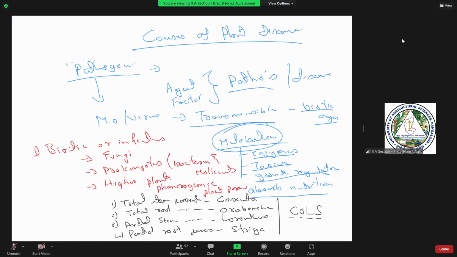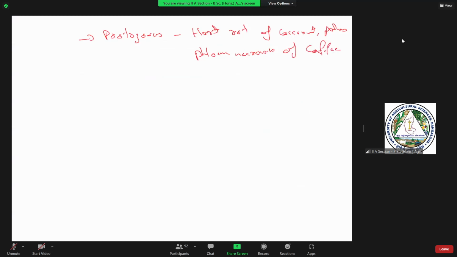And also we have diseases that are caused by protozoans. Though they are very few, we have some examples like heart rot of coconut and palms, and also the phloem necrosis of coffee. The phloem necrosis of coffee.